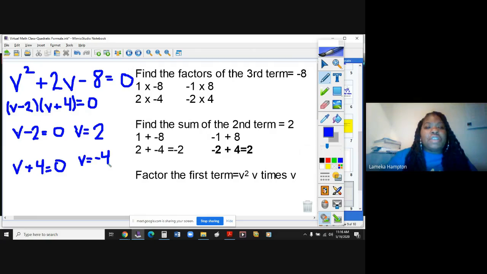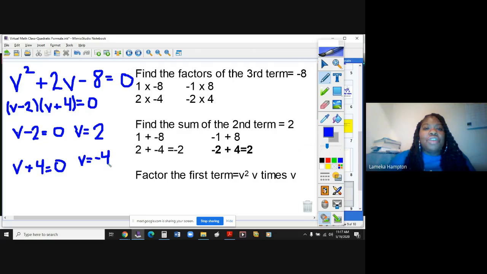Now, I know what some of you may be thinking: Miss Hampton, how in the world did you do that and not use the quadratic formula? Well, remember, because v squared is my first term and my coefficient is 1, it made it easier for me to apply the concept that we worked on last week. And again, I just call it FOIL backwards. It's actually factoring, but I just call it FOIL backwards.